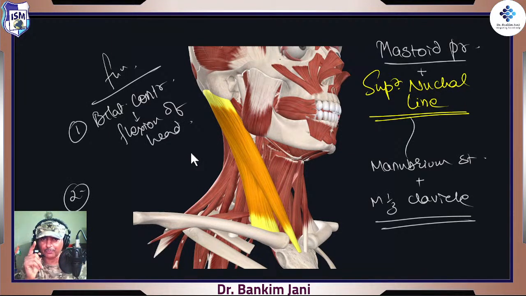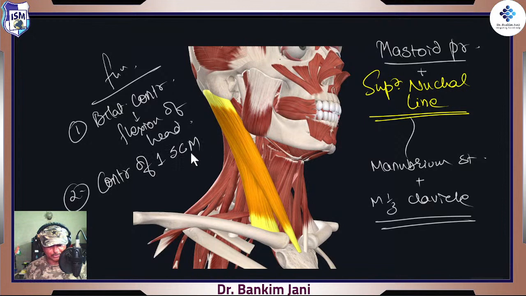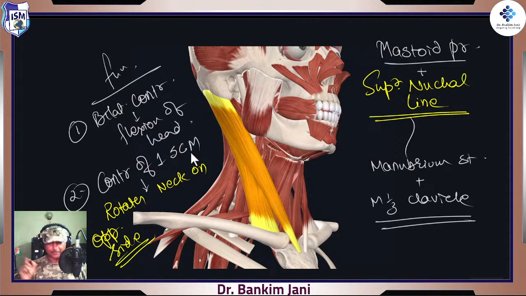When there is contraction of one sternocleidomastoid, it will rotate the neck on the opposite side. Really? Opposite side. To see this, rotate the neck on the opposite side and try to touch the muscle over here. You will find it is soft. While on the opposite side, it is very strong, tight.